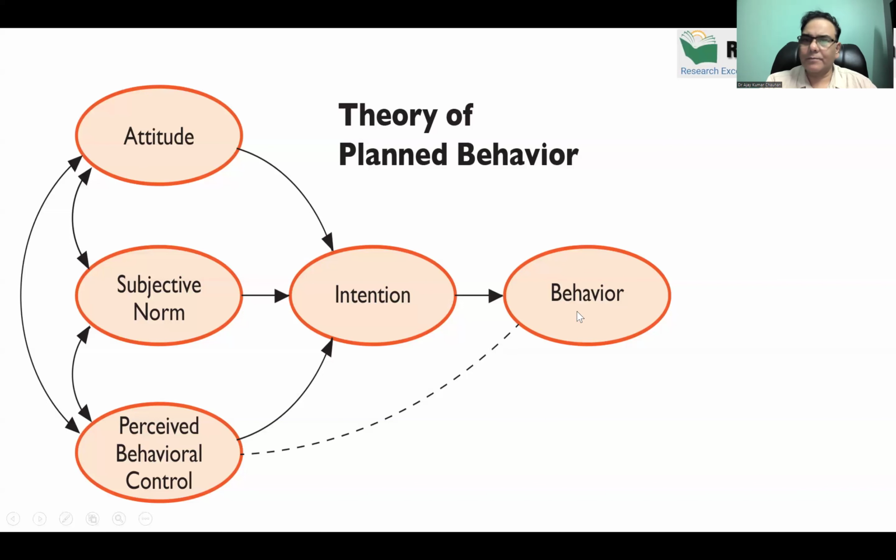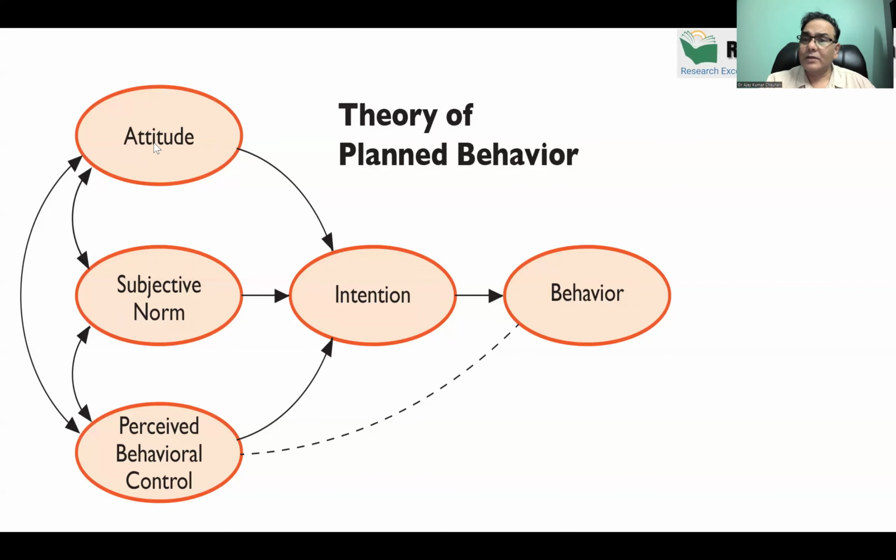I am giving you one example. एक example मैं आपको देता हूँ. Suppose we are interested to study the research publication behavior of the teacher. So in this case, the intention means intention to write a research paper. Behavior means he already wrote a research paper. Intention comes first, then comes behavior. But intention only comes when three things are there.